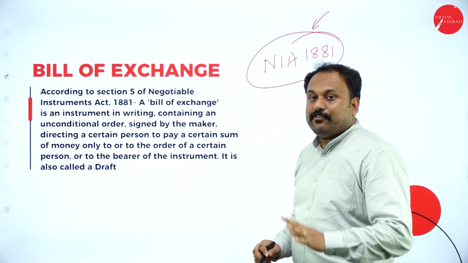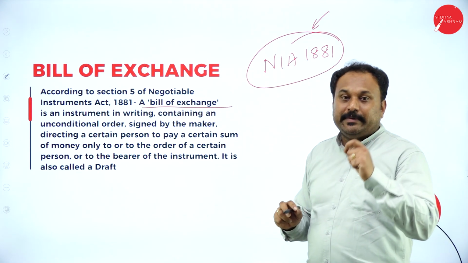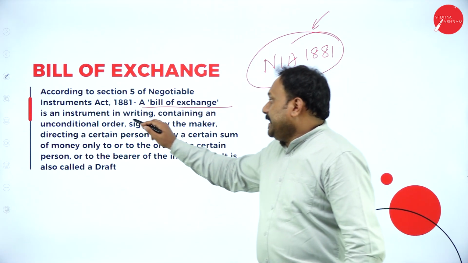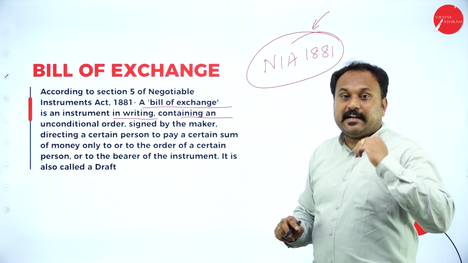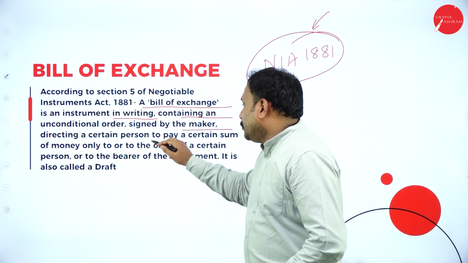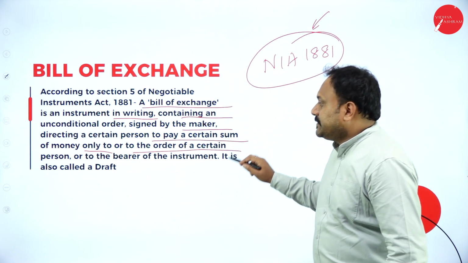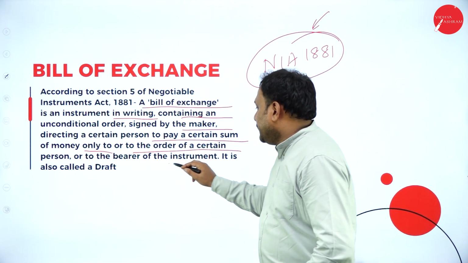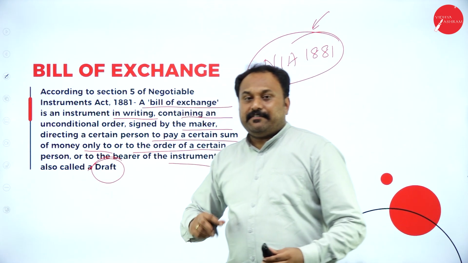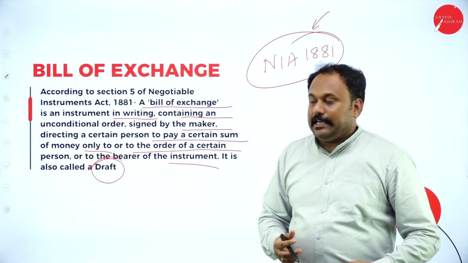According to section 5 of NIA, a bill of exchange is an instrument. See, promissory note is also an instrument, bill of exchange is also an instrument. In writing, containing an unconditional order signed by the maker, directing a certain person to pay a certain sum of money only to or to the order of a certain person or the bearer of the instrument, it is called a draft. It is also called what? Draft. Same. See, everything is the same kind of thing. So a little twist is there, which I'll tell you later.